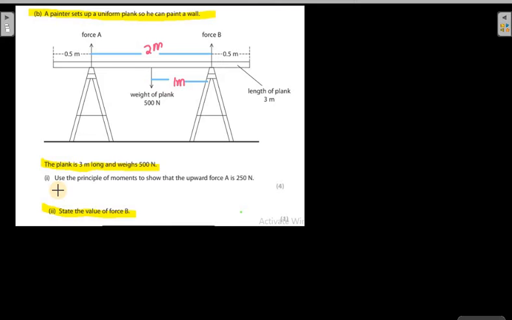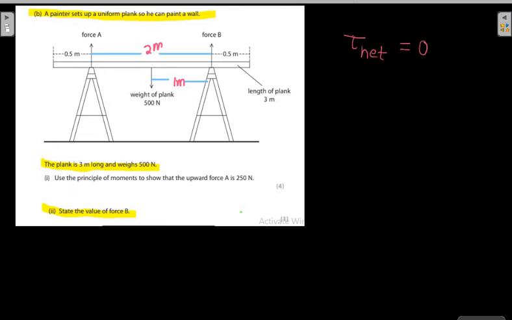In the question, it is asked that use the principle of moment to show that the upward force is 250 Newton. Since the plank is in equilibrium, hence the net force as well as net torque acting on the plank will be 0. On using the principle of moment or torque, we can write the net torque acting on plank will be equal to 0.